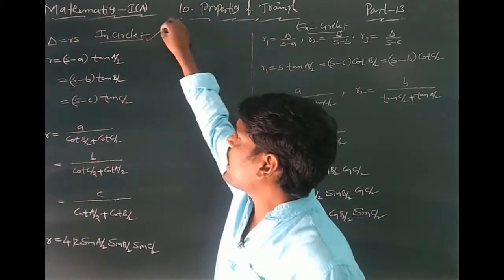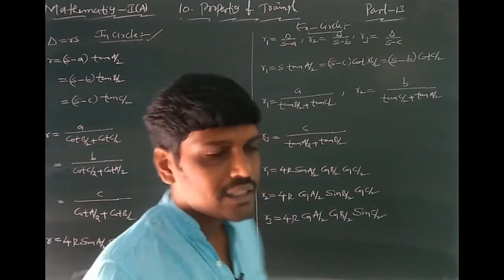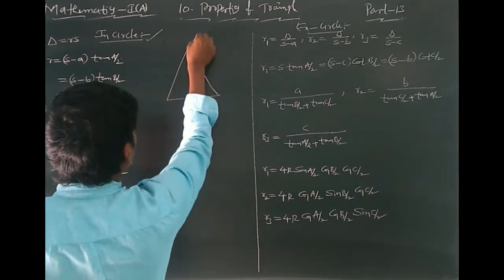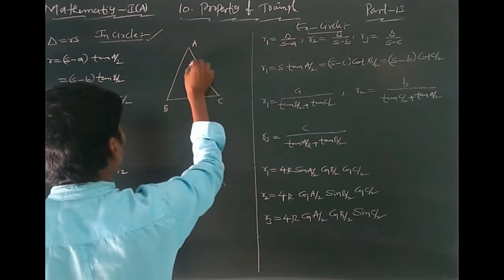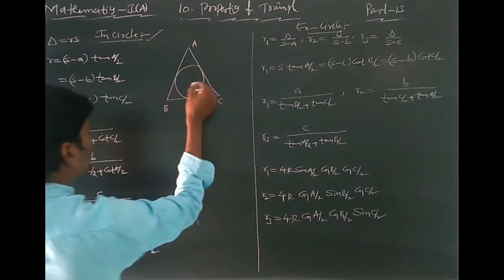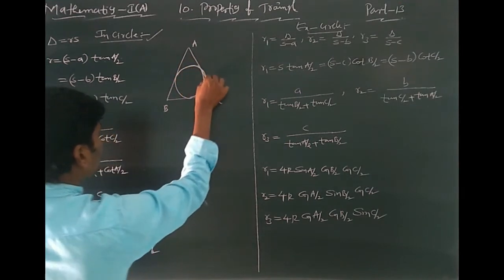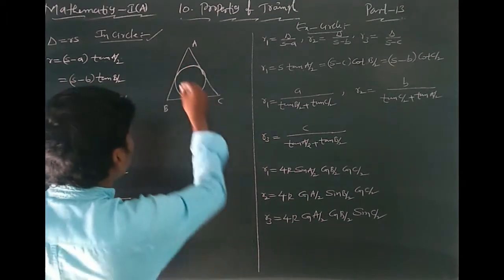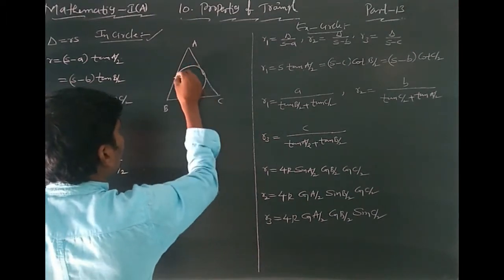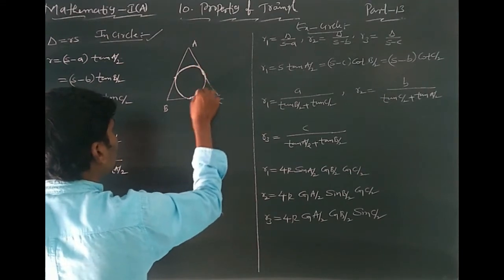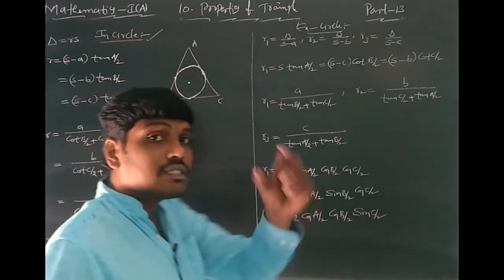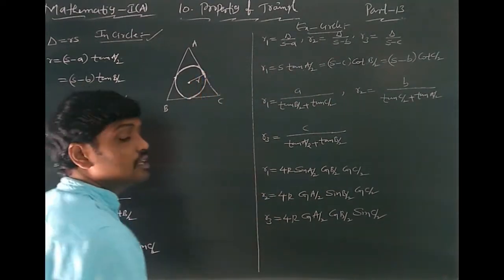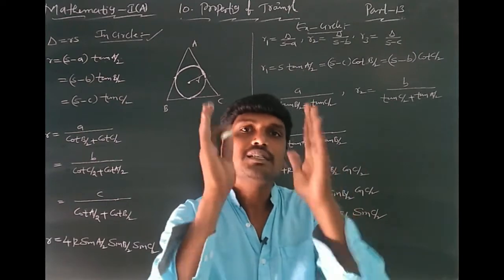First, what is the in circle? An in circle is nothing but a circle that touches all three sides of the triangle internally. Understood? If any circle touches all three sides internally, that circle is called the in circle. That circle's center is called the in center, and that circle's radius is called the in radius. Understood or not? This is the in circle.